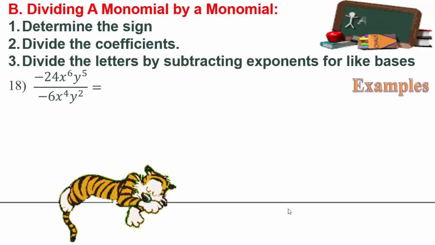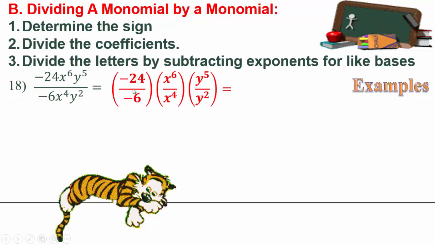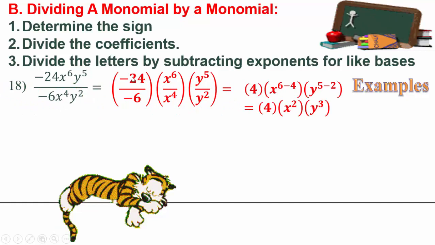In reviewing what we just did in example number 18 on the whiteboard, just like I did on the whiteboard, I gathered up my coefficients, my x's and my y's, and worked out each one individually. I got 4x to the 6 minus 4, because that's a quotient using the quotient rule. Here using the quotient rule again. And I have 4x squared y cubed.